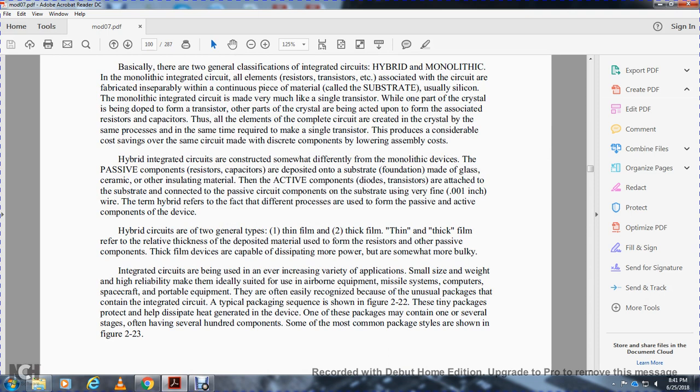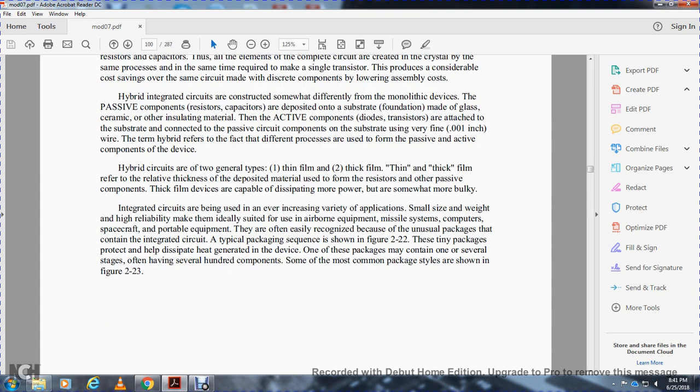The typical packaging is shown in Figure 222, with tiny packages designed to help dissipate the heat energy generated by the device. These packages may contain one of several stages having several hundred components. Some of the most common packaging styles are shown in Figure 223.